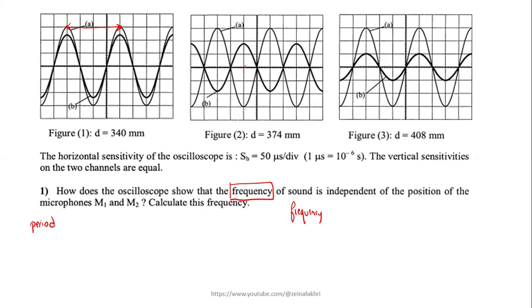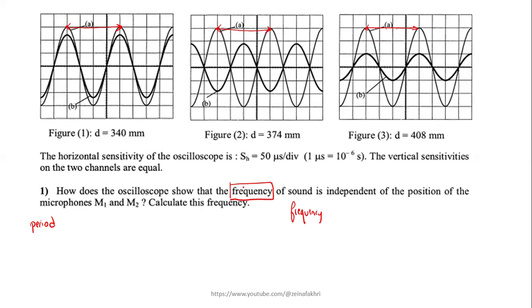Now let's look at the second figure. When I moved M2, did the period change? Let's see, this is one cycle here. If I measure, I will have 1, 2, 3, 4, again 4 divisions. And the same thing for the third figure. If I notice here, we also have 1, 2, 3, 4 divisions. So this means we have the same number of divisions in order to find the period.